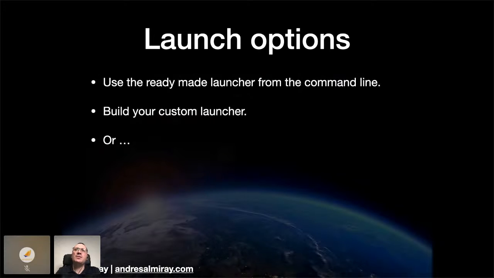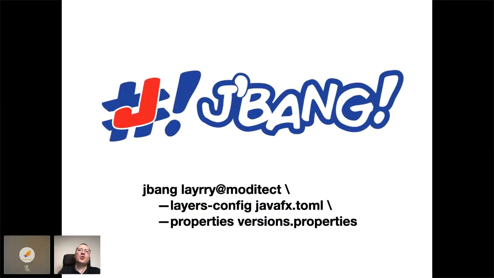Another way that you can do it is build your own custom launcher using the Layrry APIs. If you need to create or bootstrap some resources before the application is actually started, then the launcher will be the right place to do it. Or there is another option for now, which is called JBang.